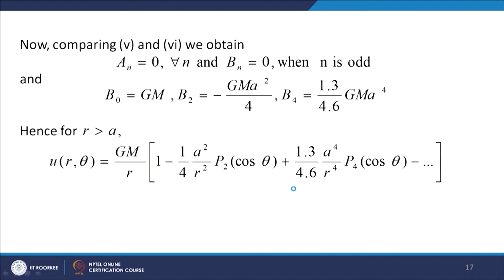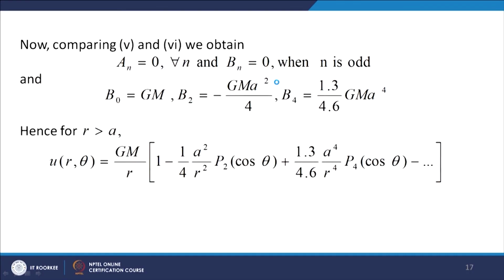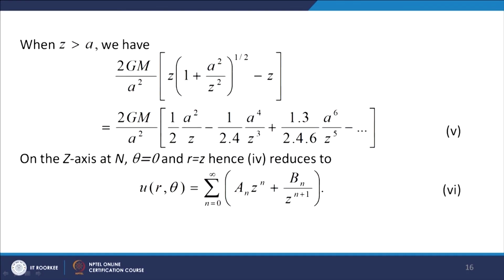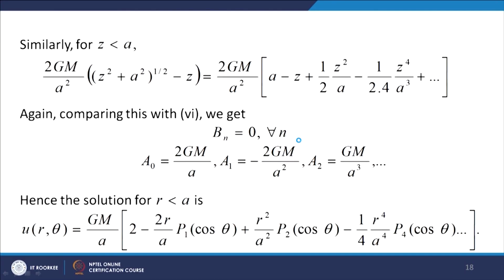Now here, you can see a naught is the coefficient of z to the power 0. So a naught is present there, but a1, a2, a3 are all zeros, because the powers of z in positive integral powers of z are absent in that expression. So we have positive integral powers, and negative integral powers are not there. So Bn is equal to 0 for all n, a naught is 2 GM by a, a1 is minus 2 GM by a square, a2 is GM by a cube and so on. So the solution for r less than a is u r theta equal to this.